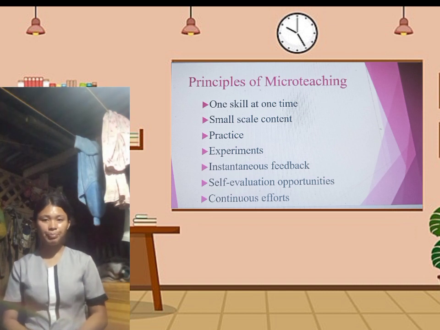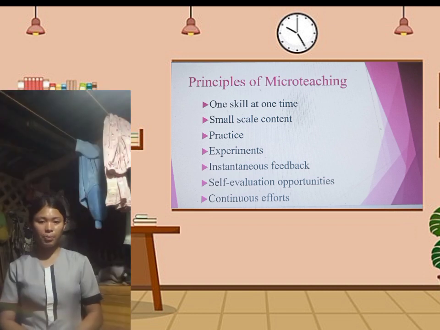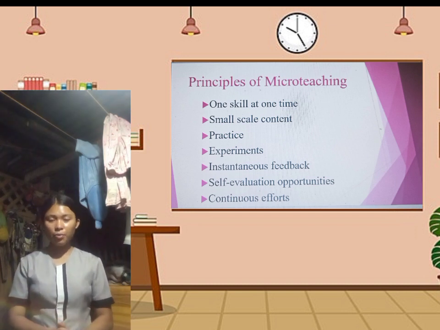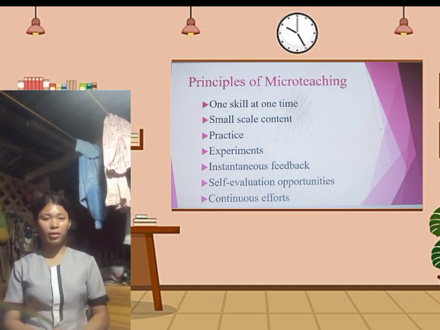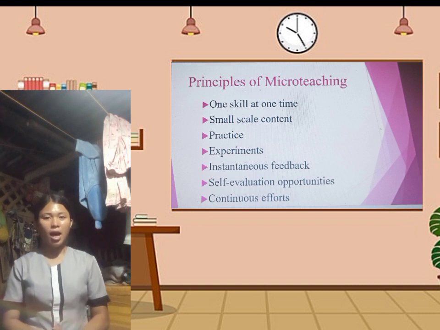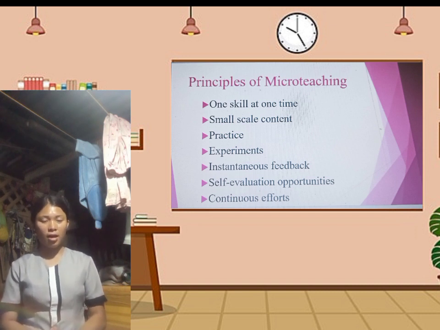Instantaneous feedback. It consists of teacher, pupil, and supervisor, and once a session ends, the teacher, pupils, and supervisors come up with their feedback. The next principle is self-evaluation opportunities. Evaluation gives an opportunity to understand the mistake and overcome it. Self-evaluation plays an important role in any task, and it conducts various tests and gives several chances to analyze mistakes.